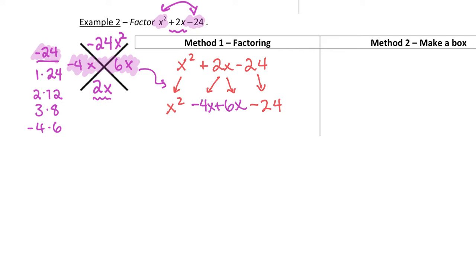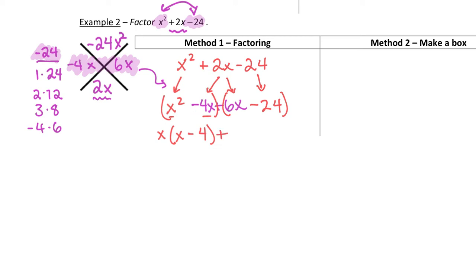Final step is to factor by grouping. So I'm going to group together my first two terms, and I can see that my GCF is just going to be my x. x minus 4 is what's left over, and that once again is because x times x would give me that x squared, x times negative 4 would give me that negative 4x.